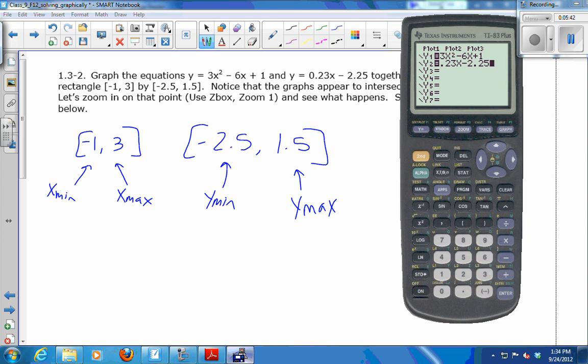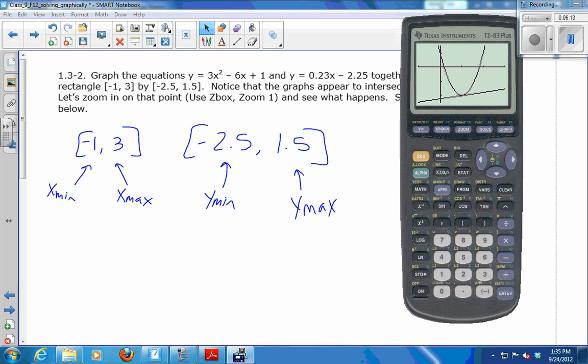So I have my equations typed in. I'm going to go to window and type in the window that they told me to look at. -1 to 3 for x min, x max. And for y, I'm going to do -2.5 to 1.5. So once you have the x min, x max, and y min, y max typed in, press the graph button. And it appears that those two graphs touch at about 1, -2. Take a quick picture of this.